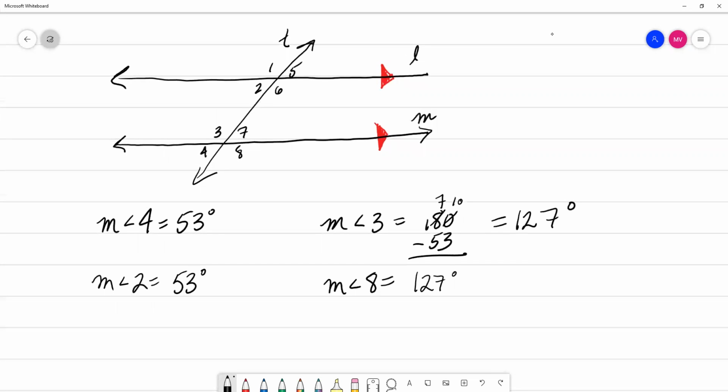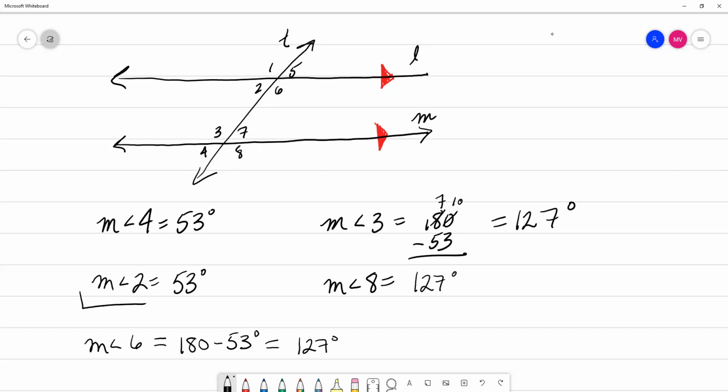So Ava, what about angle 6? Yes, so the measurement of angle 6 is, you could subtract 53 from 180. And how do you know that you're subtracting 53? Yep, it's a supplementary angle to angle 2. So we know that angle 6 plus angle 2 is going to equal 180. So again, it's 127.